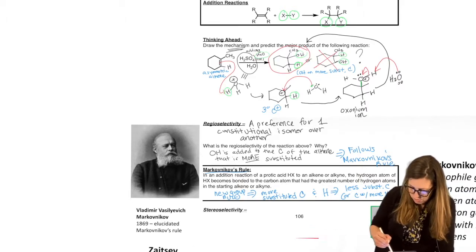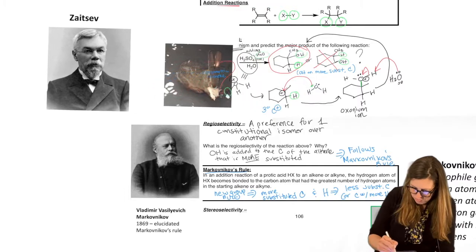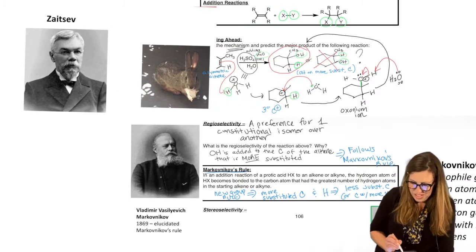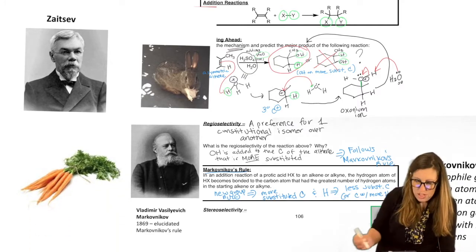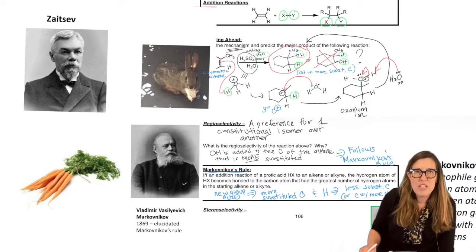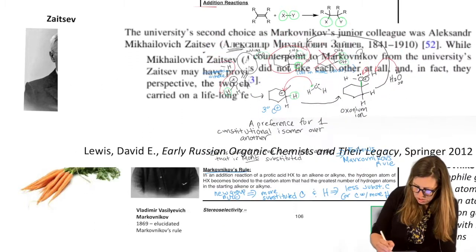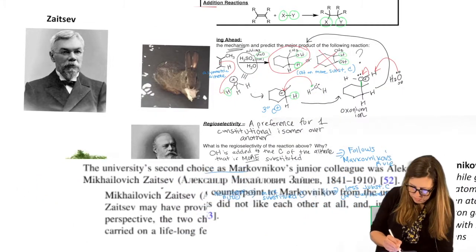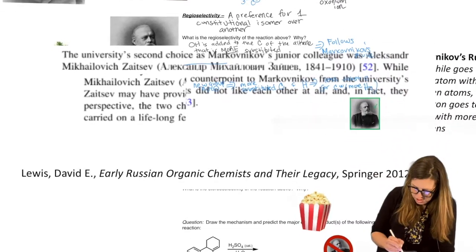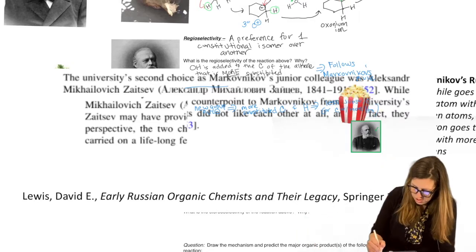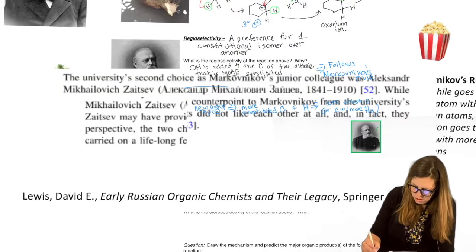So Zaitsev, bring him back. And I've had friends and students let me know Zaitsev basically means a word that could be used for hare or bunny. Turns out Markovnikov can mean little carrot. And I was reading this text, Early Russian Organic Chemists and Their Legacy. So I'll just highlight this one thing out of interest, while it might actually be worthy of that little emoji there.